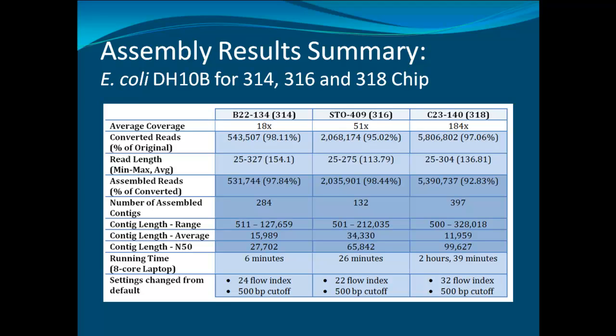These 3 projects were run on a laptop with an 8-core CPU and 8GB of RAM. For the 314, 316, and 318 chip, about 97.84, 98.44, and 92.83% of the raw data were used to assemble the contigs. The longest contig assembled is 328,018 base pair for the 318 chip. For quality control, the Assembled Sequences.fasta file from the 318 chip was aligned to the E. coli DH10B reference from NCBI using NextGENe software.